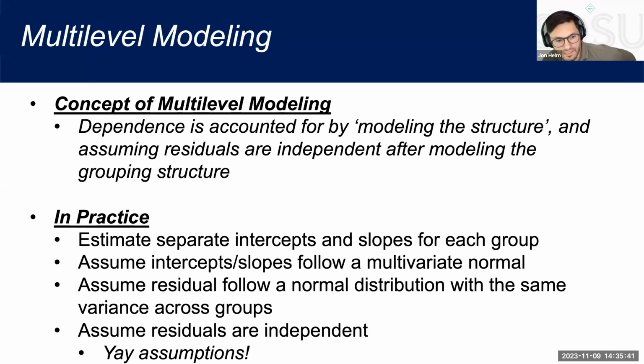So in practice, we're going to estimate separate intercepts and slopes for each group. We're going to assume that those intercepts and slopes follow a multivariate normal. We assume the residuals follow a normal distribution with the same variance across groups, and we assume that the residuals are independent. And we say yay assumptions, because those may or may not hold in any case. But in general, this is the buy-in.